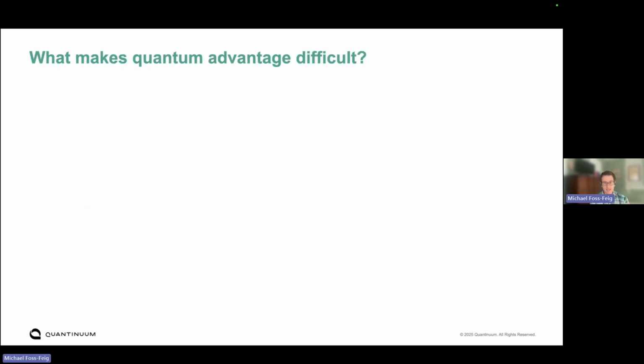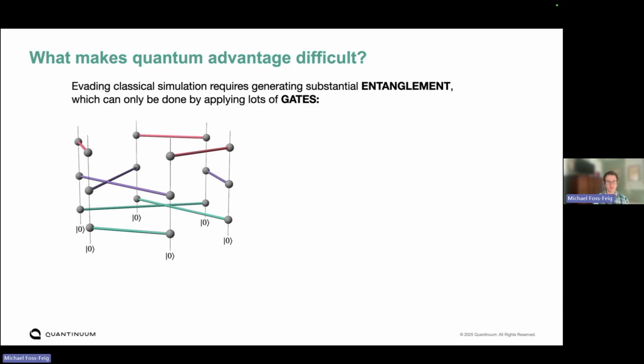It's worth taking a minute to think about why that is the case, why it's been so difficult to achieve quantum advantage with digital quantum computers. The reason is relatively straightforward to understand. It's basically that if you have a quantum computer that can apply gates to qubits, so here's an example of just 6 qubits in this case with some 2-qubit gates occurring between them, with time running up.